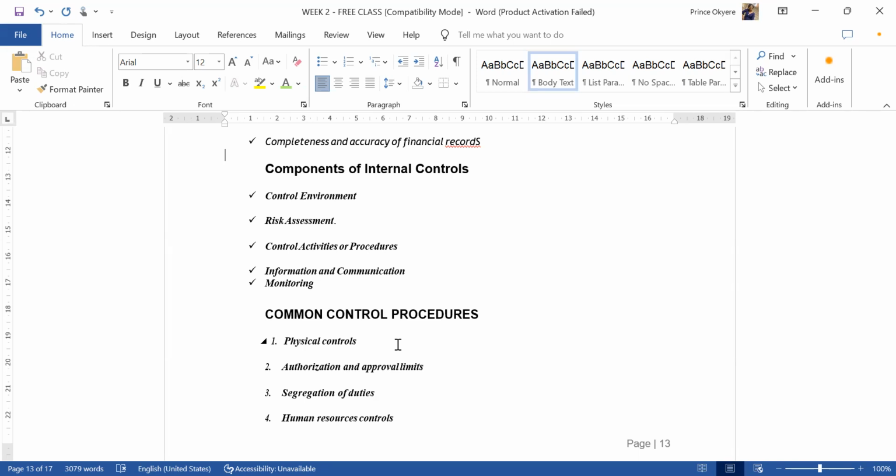So once you know the tone and the culture of the organization, the strategic decisions of management and all that at the control environment stage, you do your risk assessment. Once you know your risks, then you put in place the controls to prevent those risks.